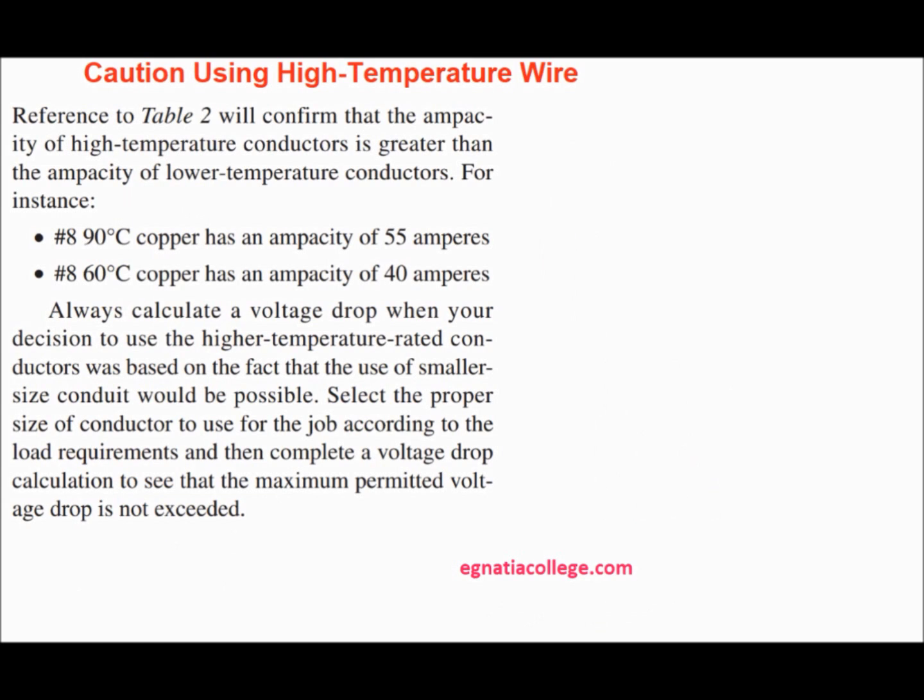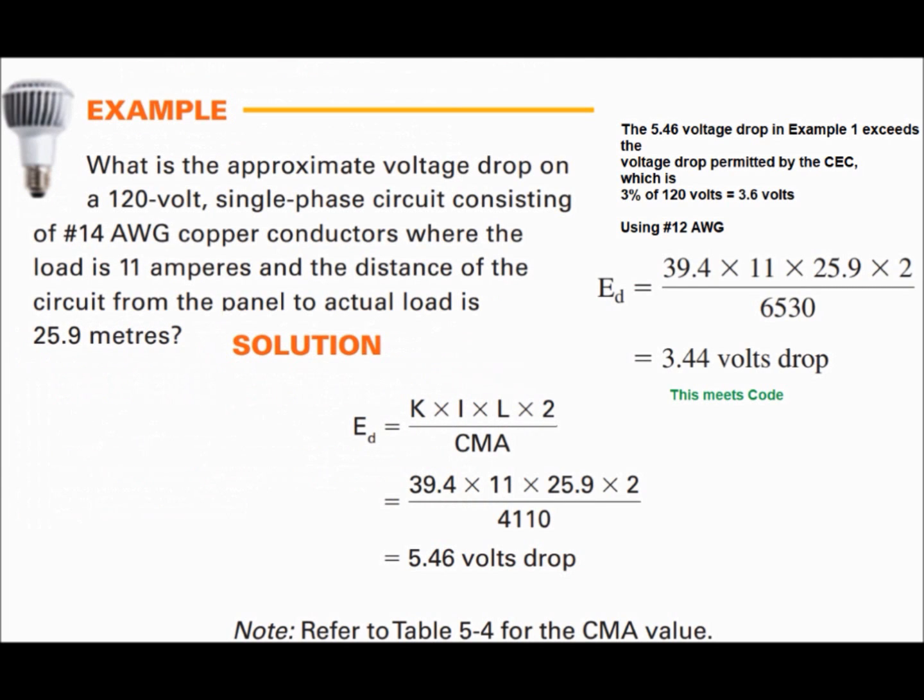When trying to use smaller conduits, be careful about selecting conductors based on the ability of their insulation to withstand high temperatures. Always calculate a voltage drop when your decision to use the higher temperature rated conductors was based on the fact that the use of smaller size conduit would be possible. Select the proper size of conductor for the job according to the load requirements and then complete a voltage drop calculation to see that the maximum permitted voltage drop is not exceeded.